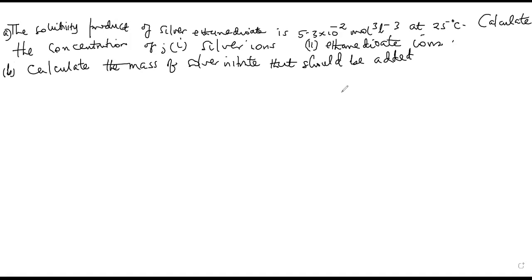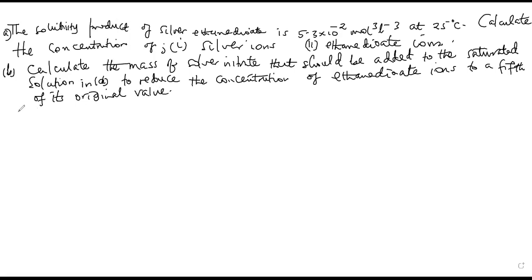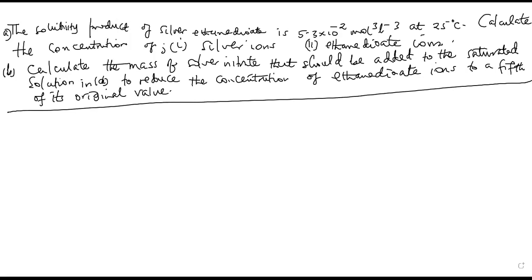Calculate the mass of silver nitrate that should be added to the saturated solution in A, to reduce the concentration of ethane dioate ions to a fifth of its original value. After this question, I would expect you to do every question that involves common ion effect.